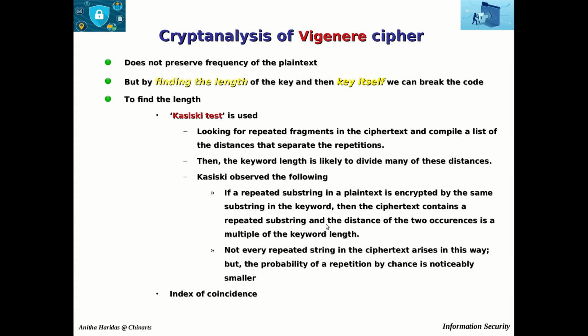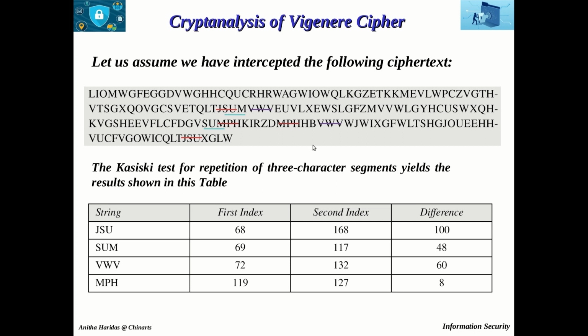Based on this observation, what the Kasiski test will do, it will look for repeated fragments in the ciphertext. And this repeated fragments distance will be calculated, and using this distance the keyword length can be guessed. That is what the Kasiski test is. Now after the Kasiski test, index of coincidence can be used to find out what is the length of the key and what is the key itself. This is an example. We are not going to discuss in detail the Kasiski test. I am going to just show you an example.